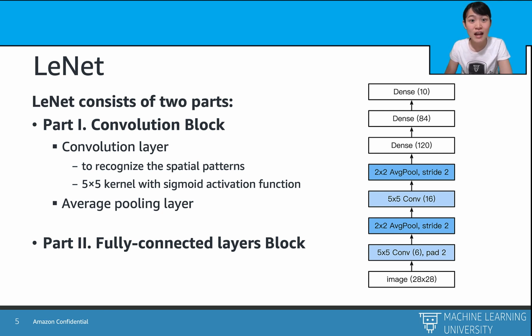The first convolutional layer has 6 output channels, and the second convolutional layer increases the channel depth further to 16. The convolutional layer is used to recognize the spatial patterns in the image, such as lines and parts of objects. And then the subsequent average pooling layer is used to reduce the dimensionality of the previous layers.